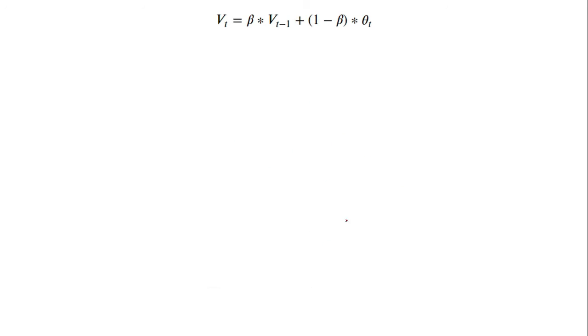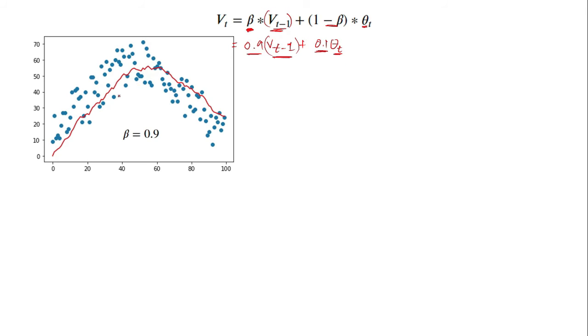Now let's look at what will happen as we change this beta value. If we take a higher value of beta, then more weightage will be given to the previous average while less weightage will be given to the current point. For example, if we take beta as 0.9, then a very high weightage is given to the previous average while a very low weightage is given to the current point. Taking 0.9 as the beta value, the graph looks something like this, which is appropriately close to the average.